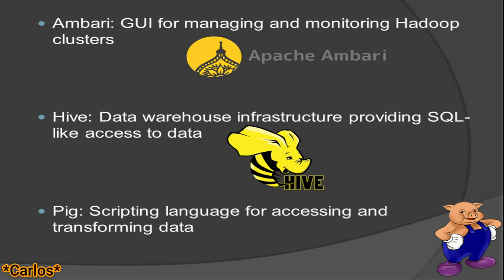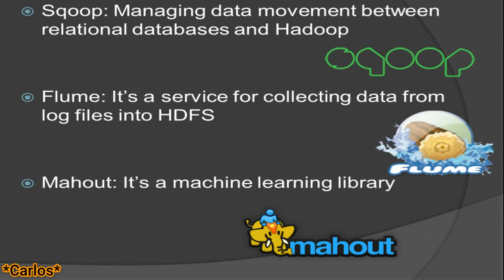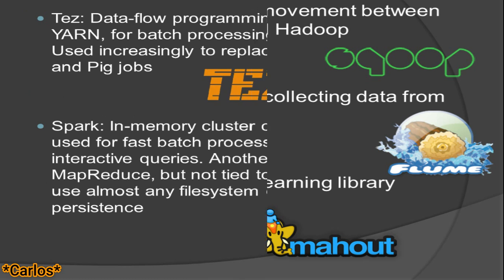Hive, a data warehouse infrastructure providing SQL-like access to data. Pig, a scripting language for accessing and transforming data. Sqoop, managing data movement between relational databases and Hadoop. Flume, a service for collecting data from log files into HDFS. Mahout, a machine learning library.